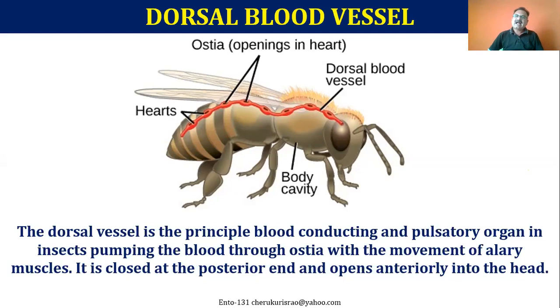And that opening is usually at the frontal sac. So that's how this dorsal blood vessel is extremely important for pumping or creating the pressure so that the blood moves from one place to another. Otherwise, it's all body cavity. Unless there are some turbulences or waves created inside the blood cavity or hemocoel, blood cannot move. Blood will be standstill. And this dorsal blood vessel is extremely important to understand.